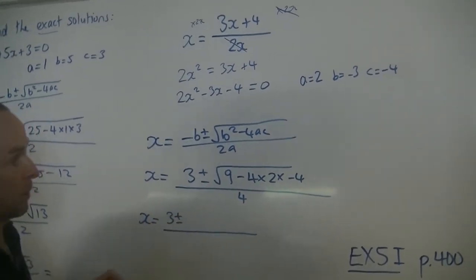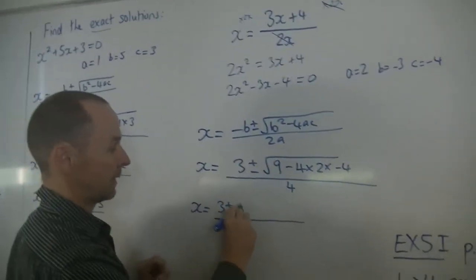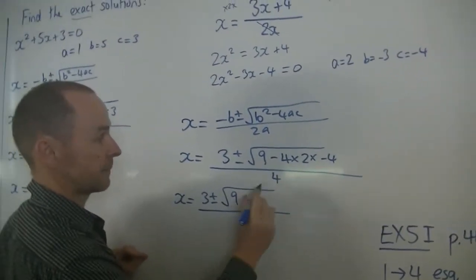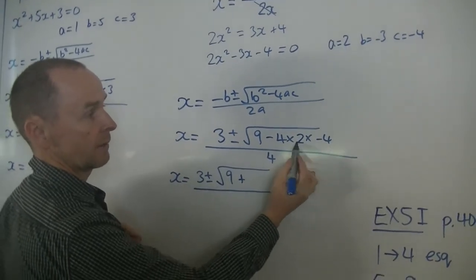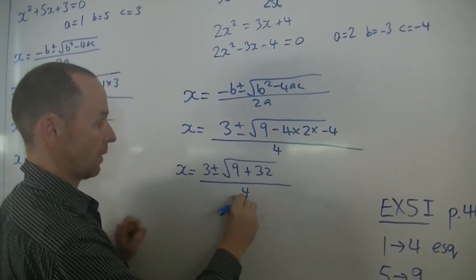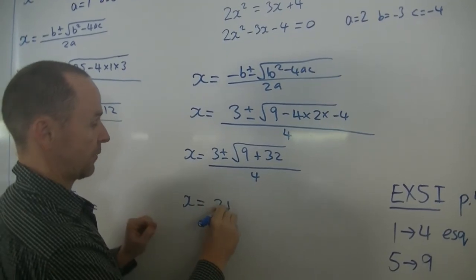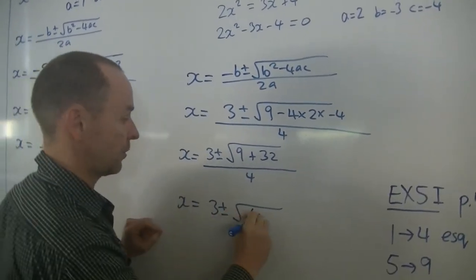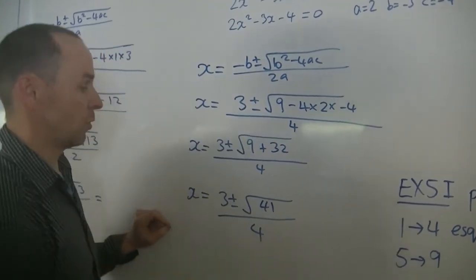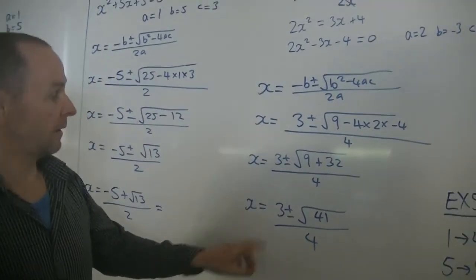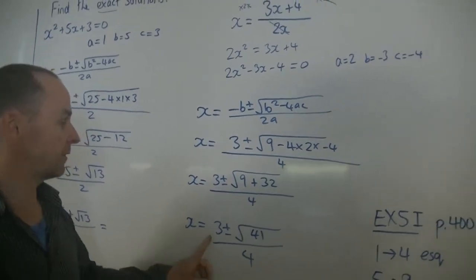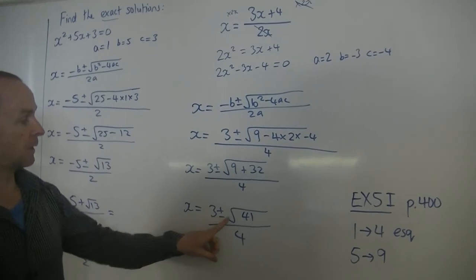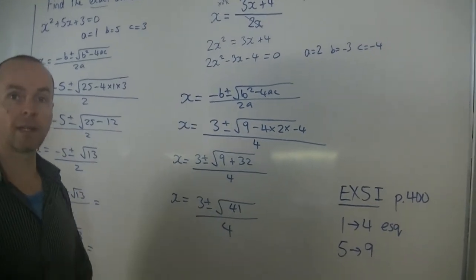Alright, so 3 plus or minus. Now I like to neatly split up under the square root. So I've got 9, and a minus and a minus make a plus. 4 times 2 is 8. 4 8s are 32, over 4. And I get 3 plus or minus the square root of 32 plus 9, which is 41. So root 41 over 4. And there's my value, there's my two answers as an exact value. You've got 3 plus root 41 over 4 and 3 minus root 41 over 4. Leave it like that, you've got full marks.